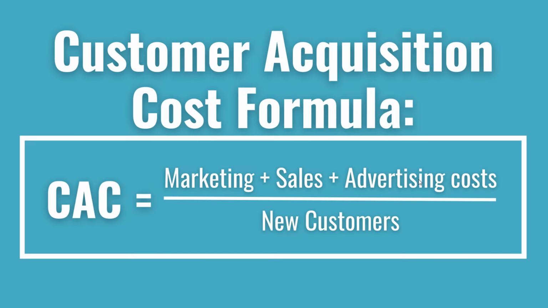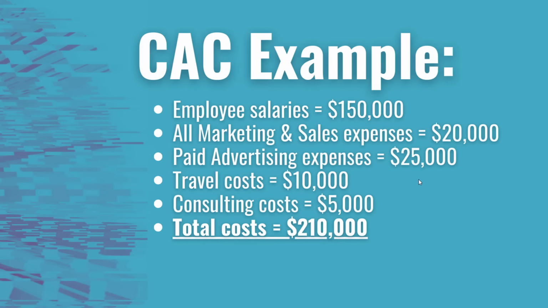So if we're looking at a formula, CAC equals your marketing plus your sales plus your advertising costs divided by new customers. So when we're looking at an example, let's say I spend $150,000 on employee salaries. So I have employees working on my marketing and advertising team. I'm spending $150,000 a year for those employees.